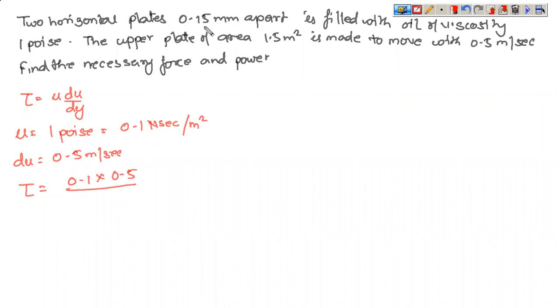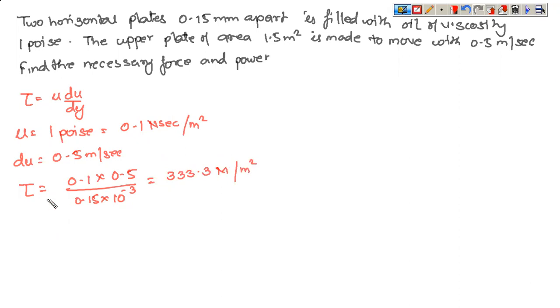So distance between plates, y denotes the distance. So this is 0.15 multiplied by 10 to the power minus 3. Why are you multiplying it by 10 to the power minus 3? Because you want to convert this into meter. Here all the units are in meter. This is 0.5 meters per second, this is 0.1 Newton second per meter square. So all the units have to be maintained. So if you calculate it, it comes out to be 333.3 Newton per meter square.